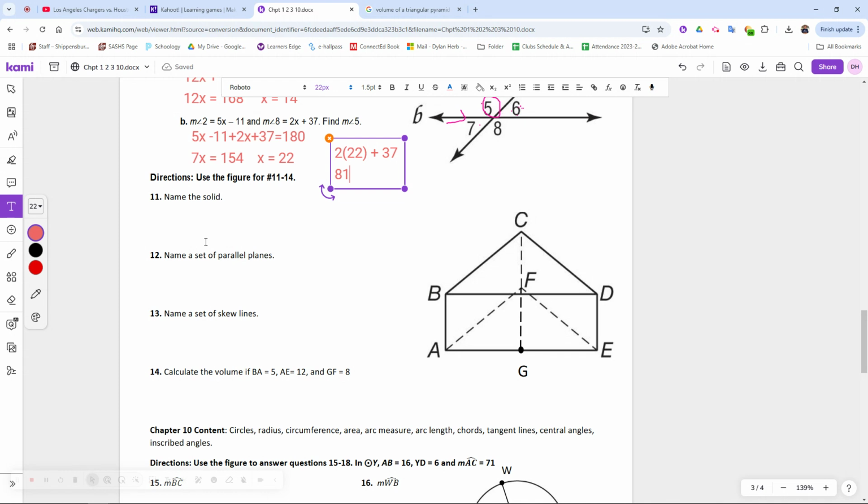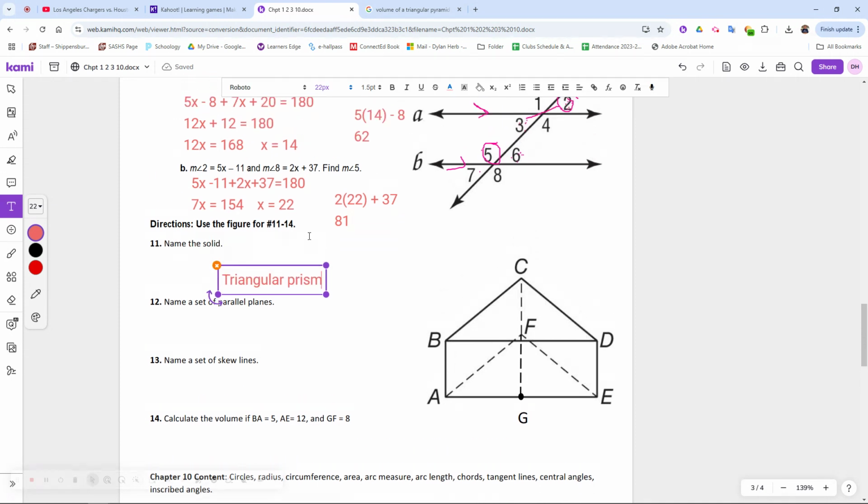Onto the figure here, name the solid. This is a prism because not all of the faces come to one point. That would be a pyramid. This is a prism. This is a triangular prism. Name a set of parallel planes. Well, there's only one set of parallel planes, and it's the top face and the bottom face. So we would say maybe BCD is parallel to AFE.